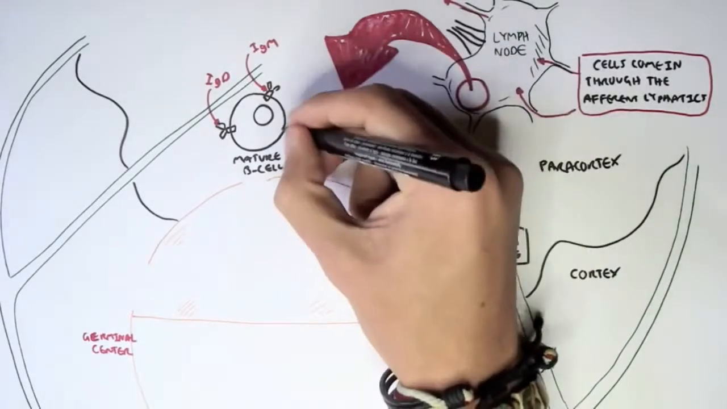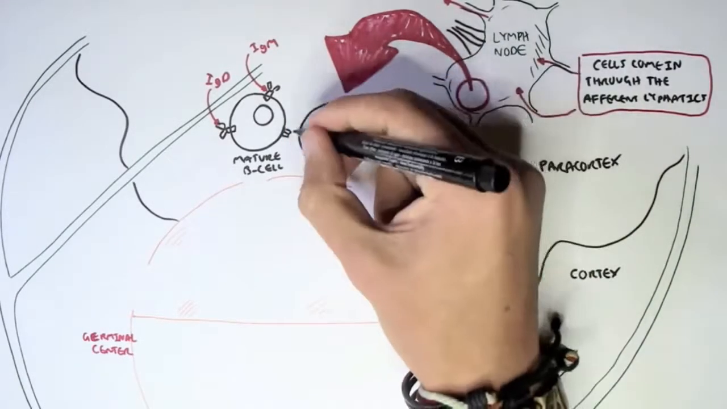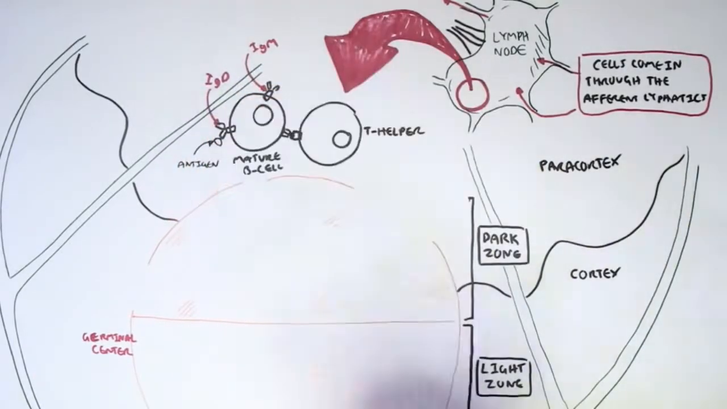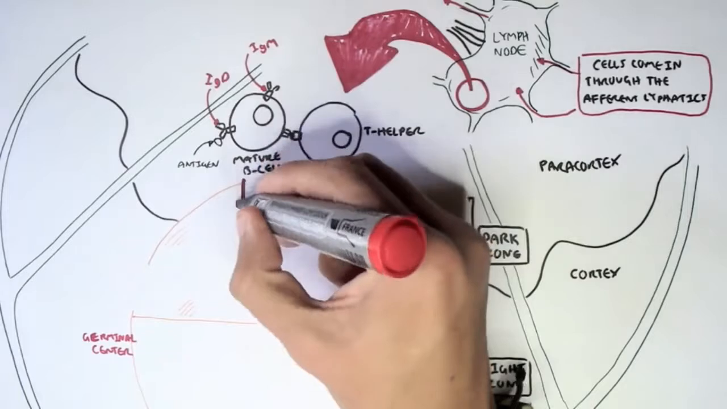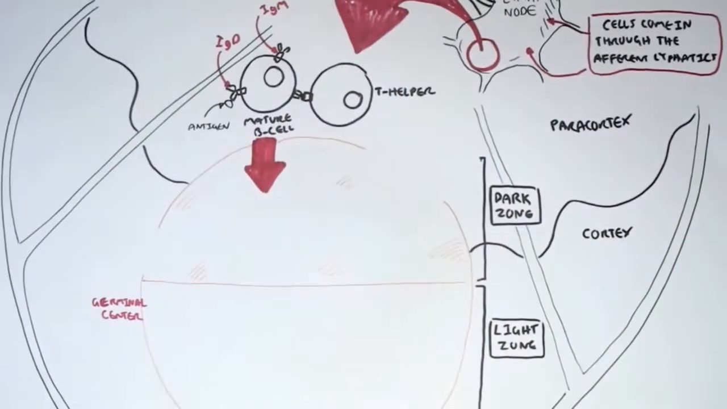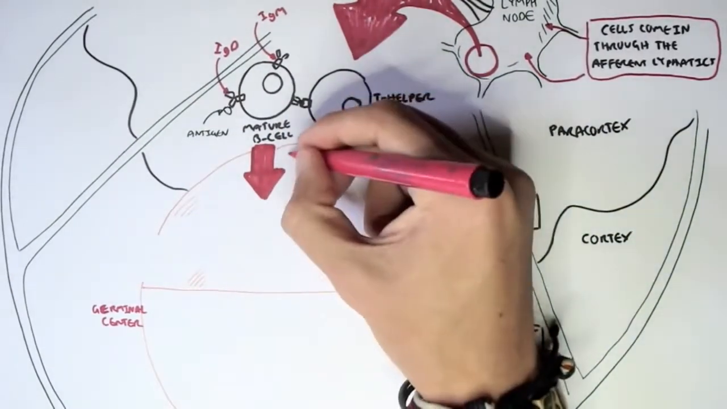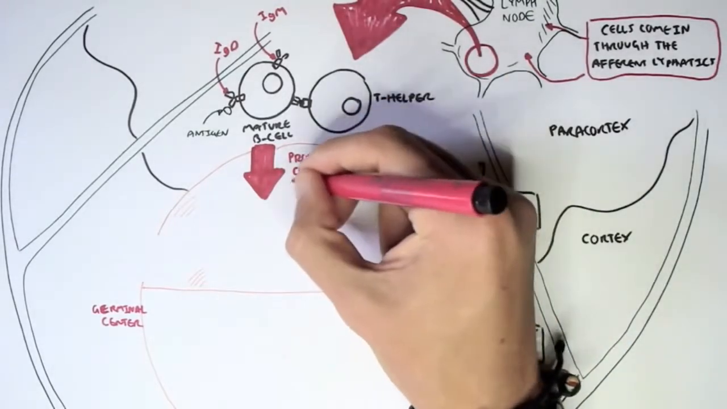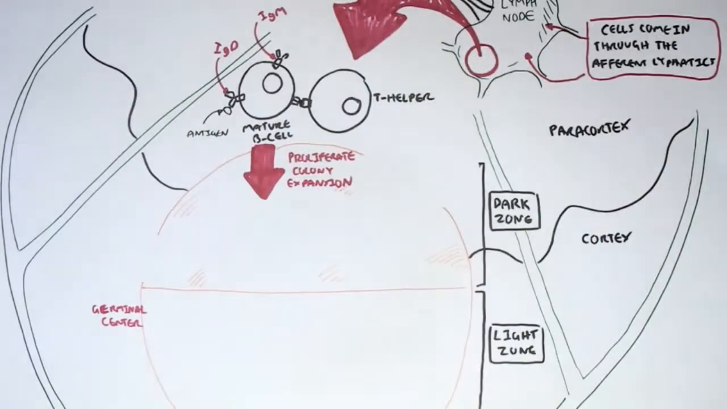Now, the mature B cell, which is usually abundant in the cortex, will move to the paracortex to get activated by T helper cells, or alternatively, it can get activated by an antigen of a pathogen or even a follicular dendritic cell. Now, when this mature B cell gets activated, regardless, it will move into the germinal center, the dark zone, and begin to proliferate, a process called clonal expansion.